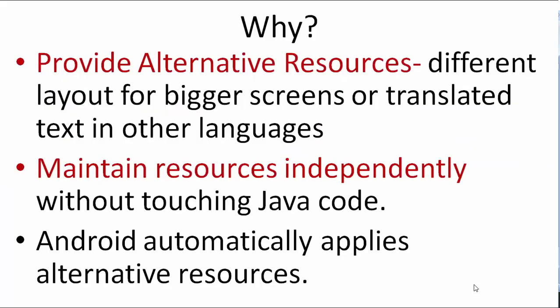The main purpose for separating Java and resources is to improve the user experience of the app. You can do so by providing a different layout for bigger screen devices so the users can take advantage of the extra space available on tablets. Also, you can target different groups of people by providing translated text in their native languages. Another reason is that you can maintain resources independently without messing with the Java code. Android OS automatically applies alternative resources at runtime after the OS detects the specific device configurations.